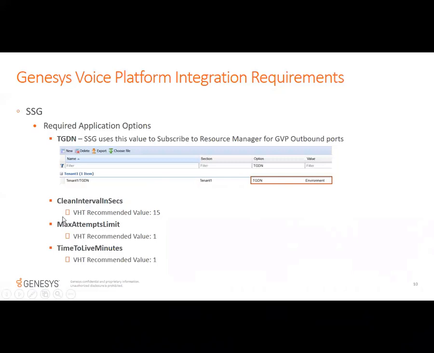A few non-required, but virtual hold does do some recommendation on these options, which is the clean interval and sections, which Genesys or VHT recommends to be 15. Max attempt limits, virtual hold recommends this to be 1, and time to live minutes, that's 1. The time to live is also defined on how the trigger app on the outbound IVR is defined, which is also 60 seconds or 1 minute. So those match up. Generally, we want to have those match up because you don't want to have SSG timeout on the trigger request before the actual outbound IVR request from virtual hold times out.